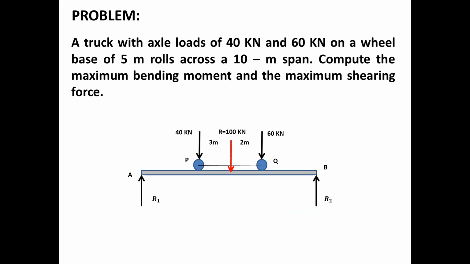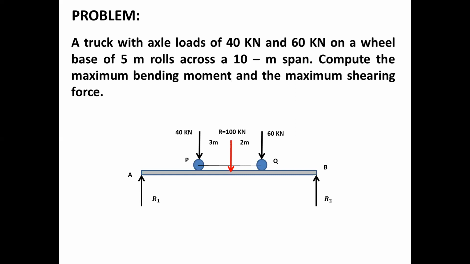Kung papansinin natin, meron tayong dalawang reaction for point A and point B. We have the R sub 1 and R sub 2 as our reactions. And then sa ating given, meron tayong dalawang wheels or moving loads na 40 kilonewtons and 60 kilonewtons. At the middle, makikita natin ang ating resultant force na mayroong total na 100 kilonewtons. Nanggaling yan sa total ng 40 kilonewtons and 60 kilonewtons.